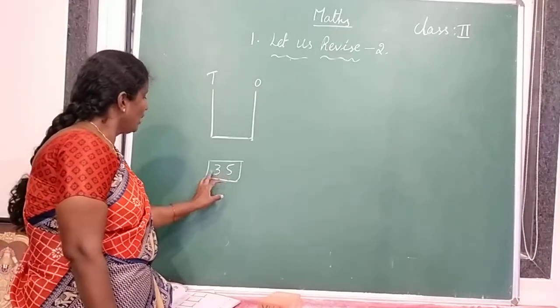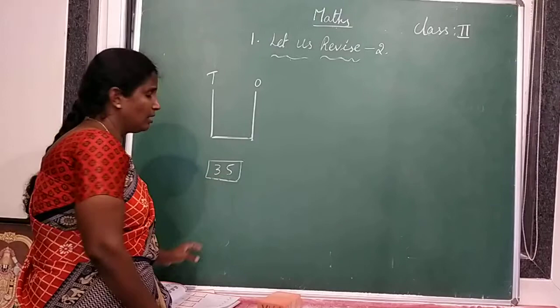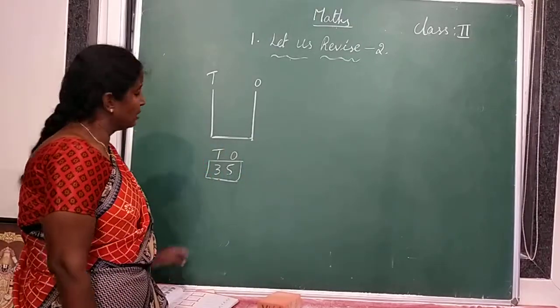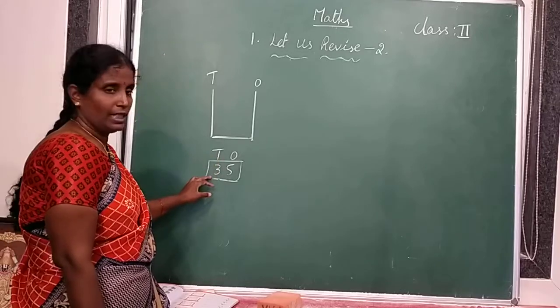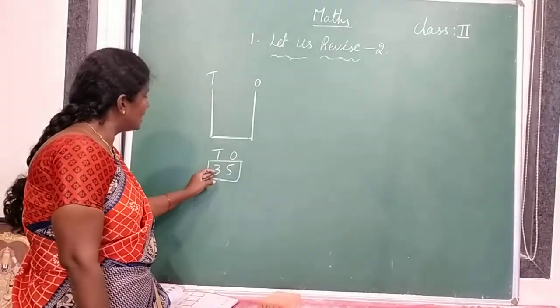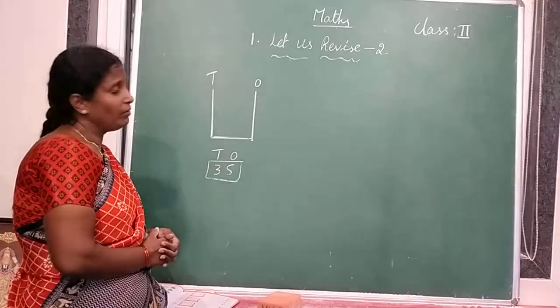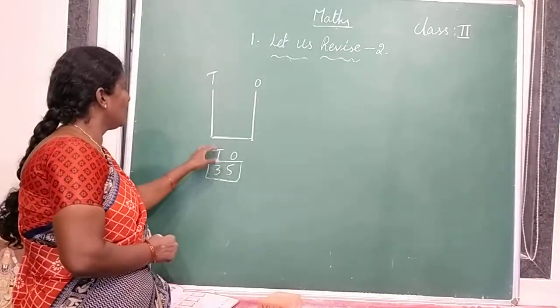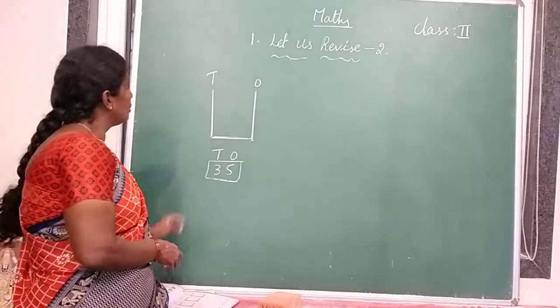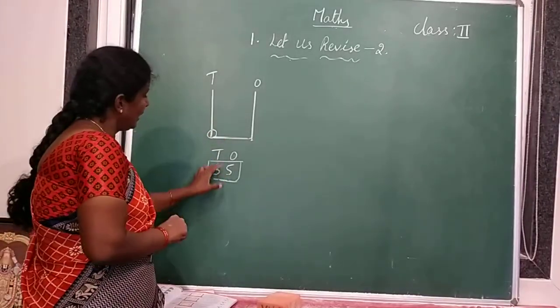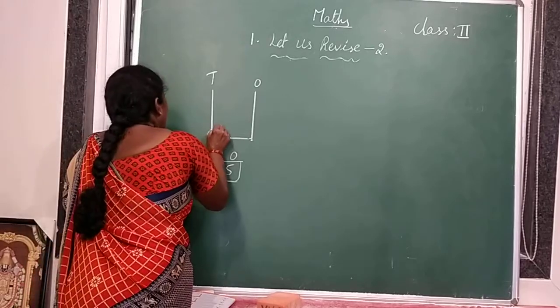So here, 5 is in which place? Ones place, and 3 in tens place. So 3 tens are there. We have to represent these 3 tens on the tens spike. So for that we have to draw beads. 3 tens, so we have to draw beads.